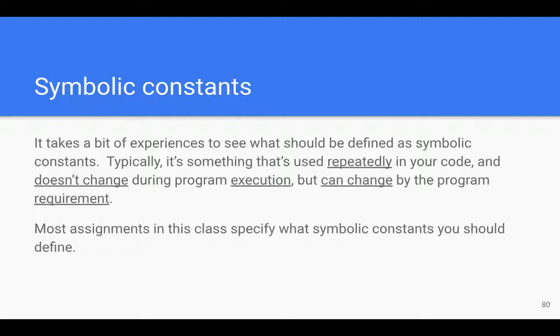It takes a bit of experience to see what should be defined as a symbolic constant. Usually it's something that is, one, used repeatedly in the code, two, doesn't change during program execution, but three, might change when the requirement for the program changes. Most assignments in this class would tell you what symbolic constants you should define, starting with assignment number 2 that you're going to do this week. All right, I think that's the end of this video.